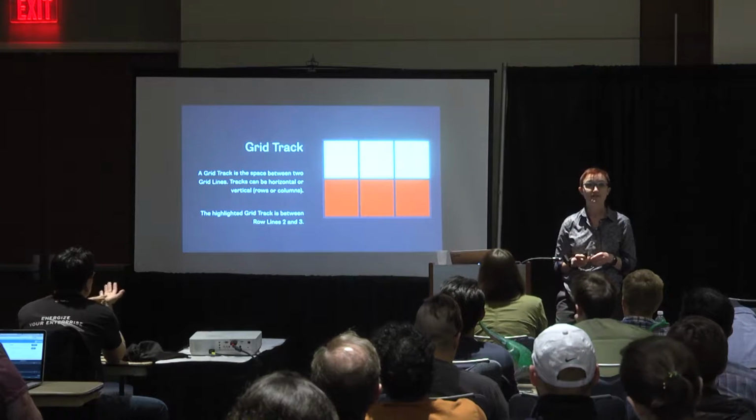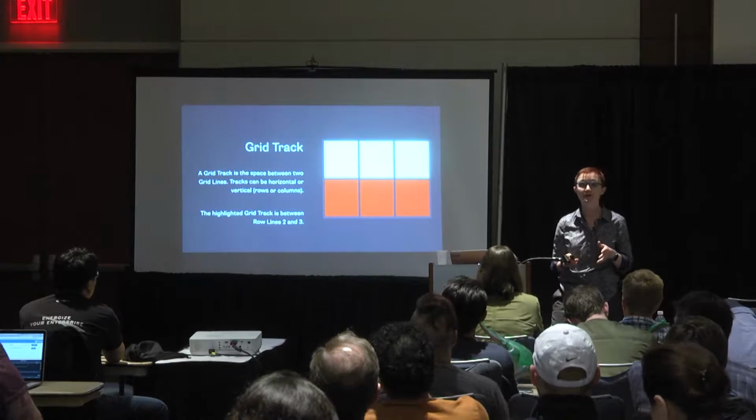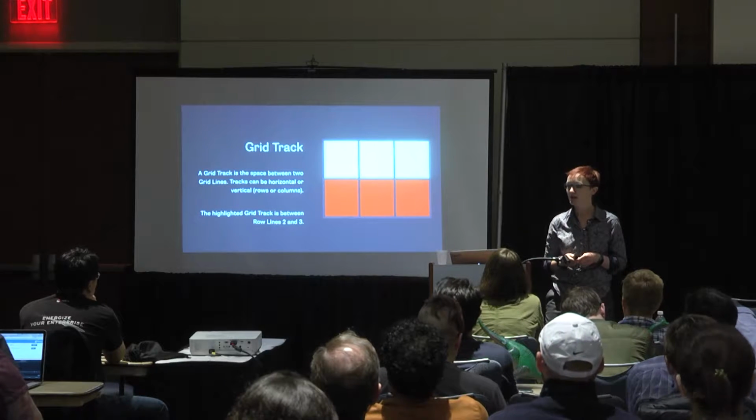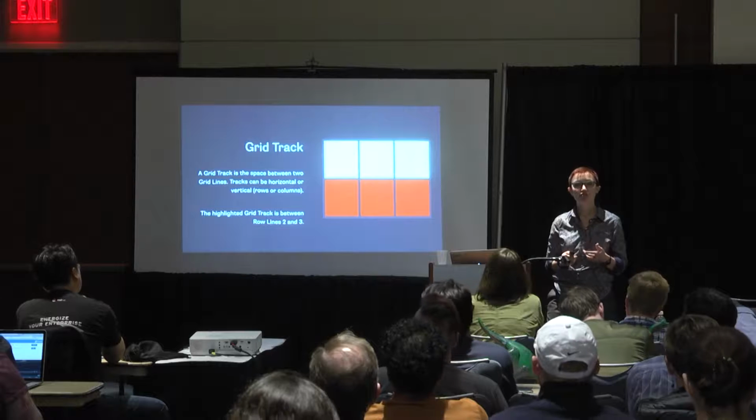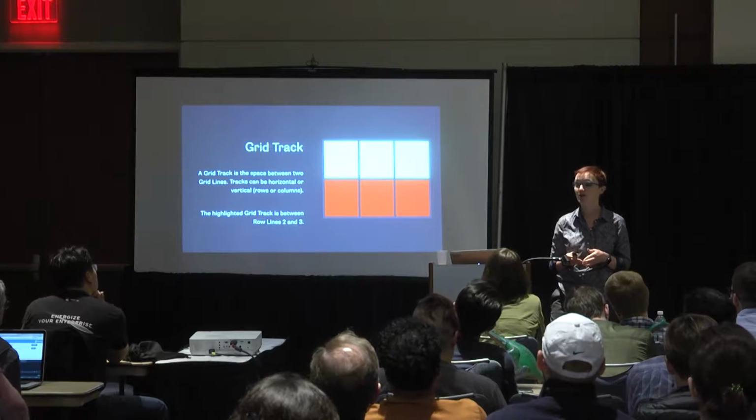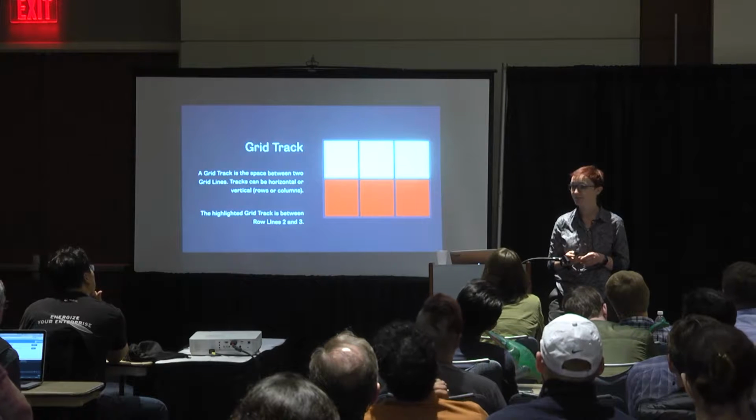So Grid's quite different, as you can already see, from things that came before, and it does have this whole raft of new terminology and properties that come with it. So we talk about grid tracks. Now, a grid track is anything that is between two grid lines. So that could be horizontal or vertical.